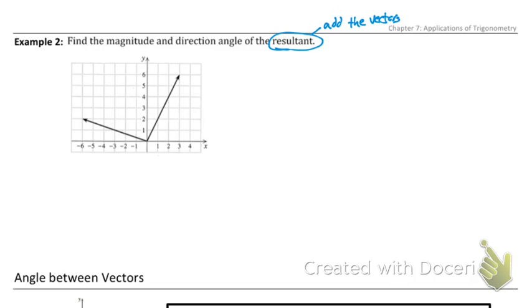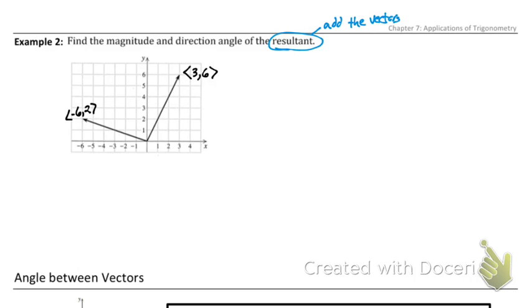Instead, to get a more exact answer, what I'm going to first do is label the two vectors that I already have, and label where they terminate. The one on the left terminates at negative 6, 2. So in fact, that's vector negative 6, 2. The other vector terminates at 3, 6. So that's going to be my vector 3, 6.